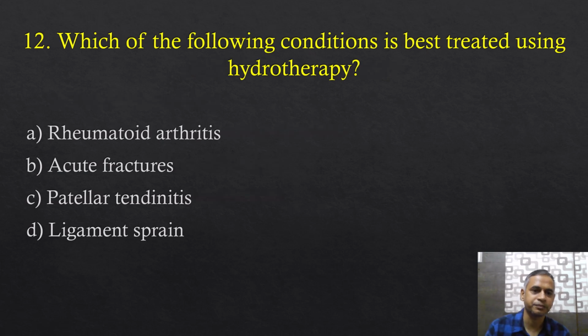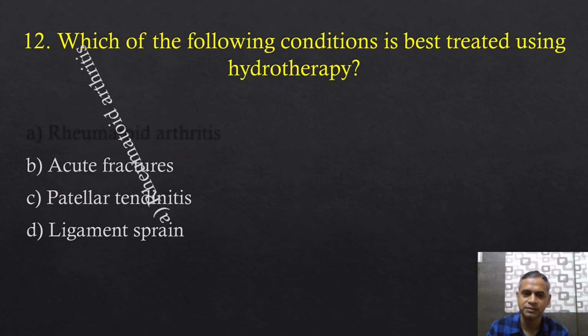Number 12. Which of the following conditions is best treated using the hydrotherapy? A. Rheumatoid arthritis, B. Acute fractures, C. Patellar tendinitis, D. Ligament sprain. So the answer is rheumatoid arthritis.